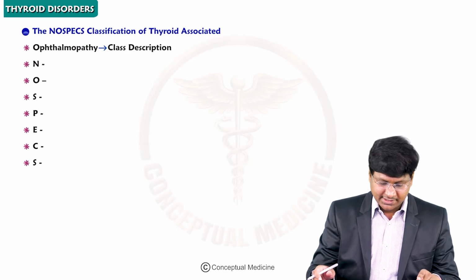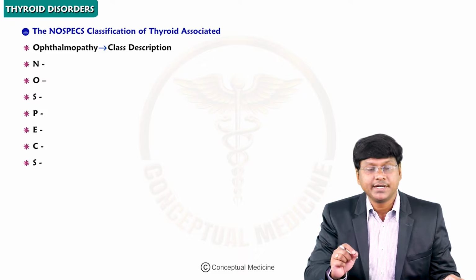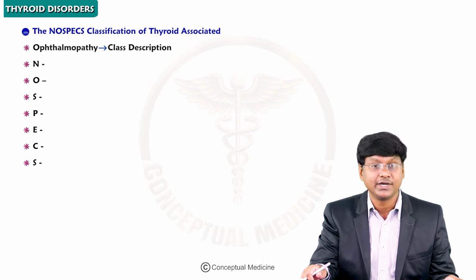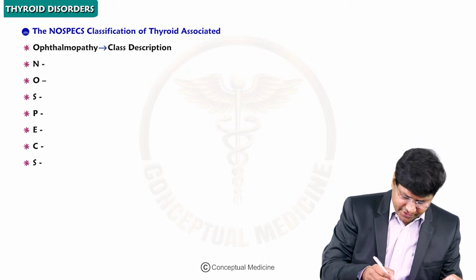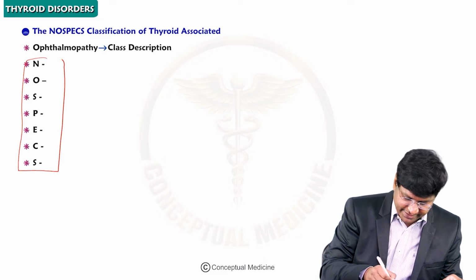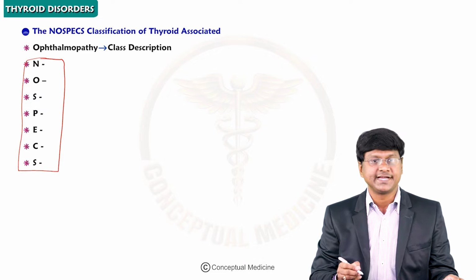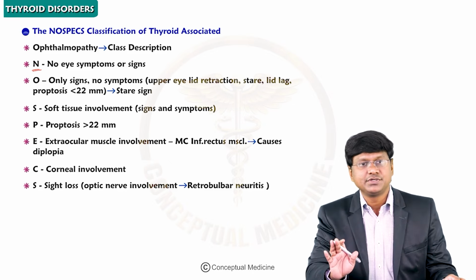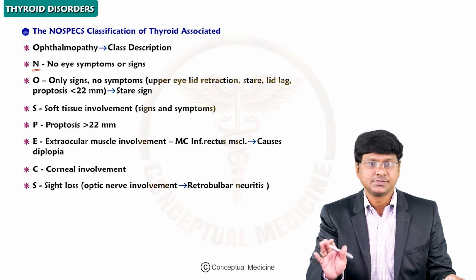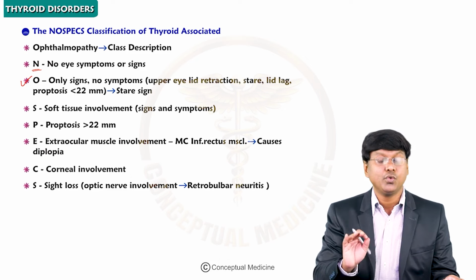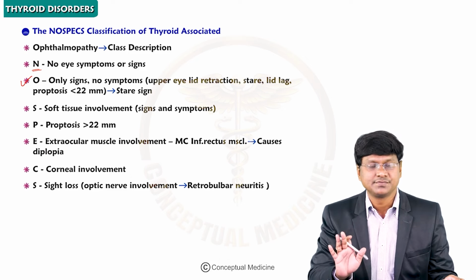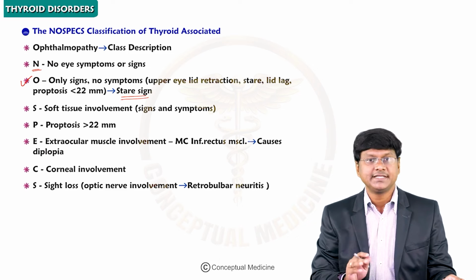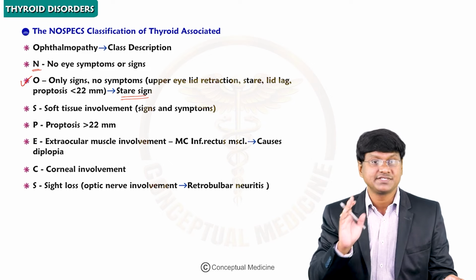So if you take thyroid ophthalmopathy, according to the American Thyroid Association, they have classified it. The mnemonic for thyroid ophthalmopathy is NO SPECS. And what does NO SPECS stand for? Let me discuss this. The letter N: these individuals don't have eye signs or symptoms. The letter O: they have only signs, there are no symptoms. And what is that only sign? That is the stare sign, right? The individual will have a staring look.